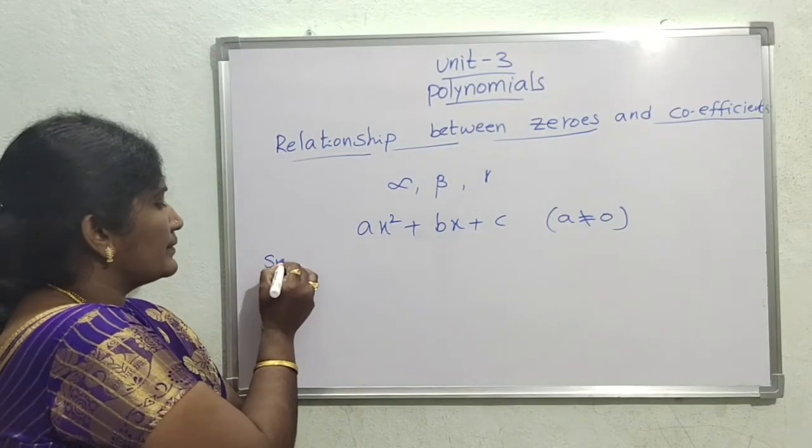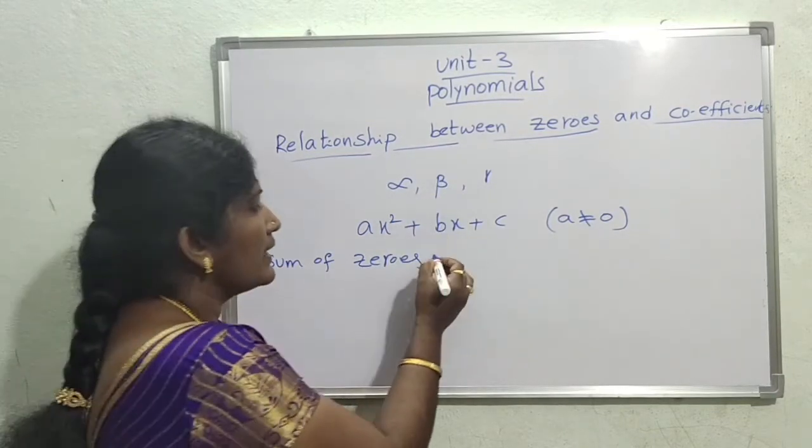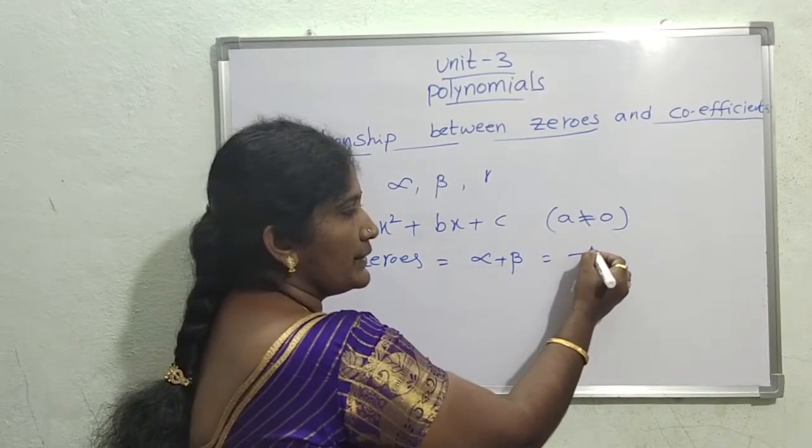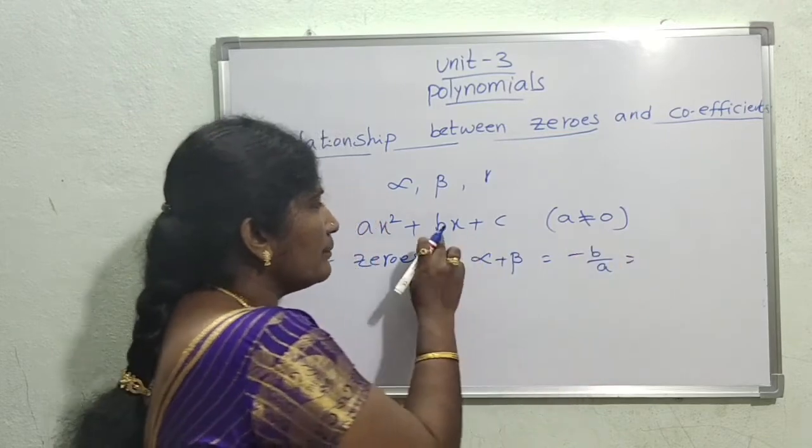Now, the sum of zeros. Here the 2 zeros we are taking as alpha and beta, so the sum alpha plus beta is equal to minus b by a. Here b means what?